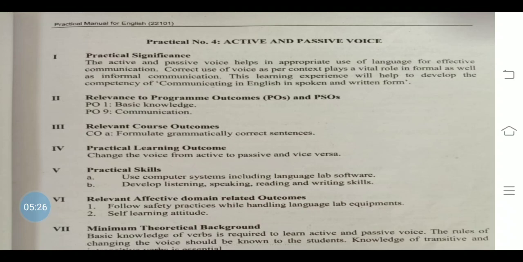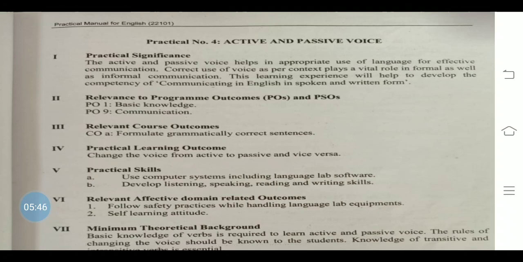बिल्कुल नहीं करते. ओके, तो लेट अस डिस्कस द प्रैक्टिकल सिग्निफिकेंस. This is a theoretical knowledge of active voice and passive voice. We already discussed the same things in theory lectures. Okay, we just revise it. So let us discuss practical significance.